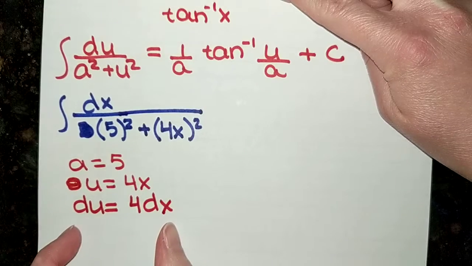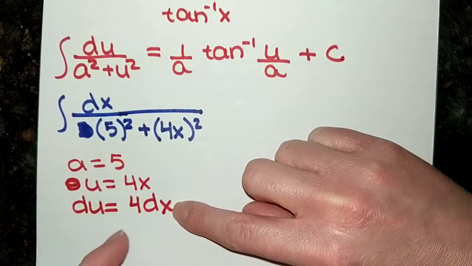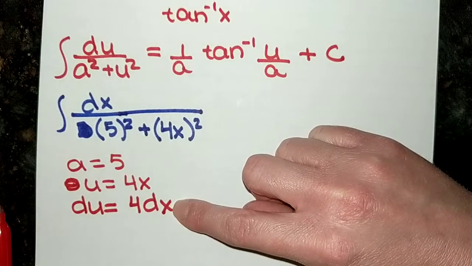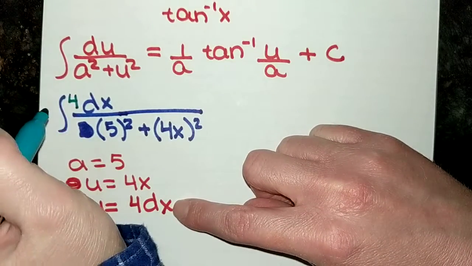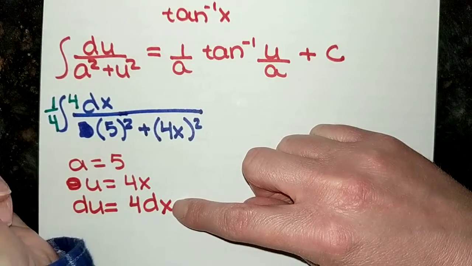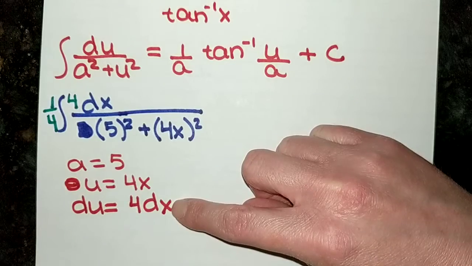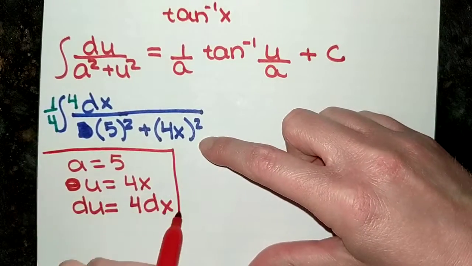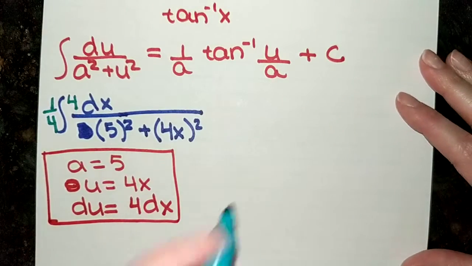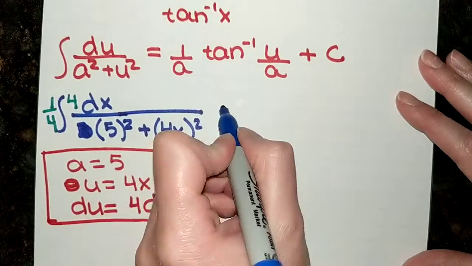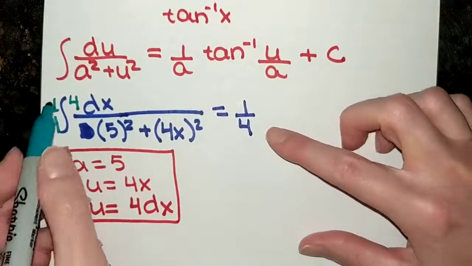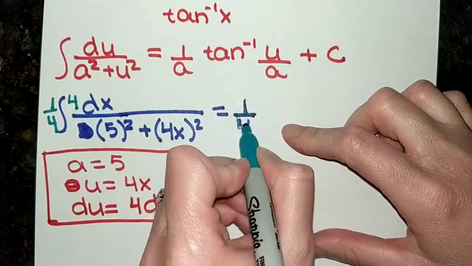And that's where you hit a little snag here because it's not just dx, it's 4 dx. So we have to multiply in by a 4, and then when we multiply in by a 4, we'll have to divide by a 4, okay, on the outside of the integral. So we're still going to use a and u, but there will be this multiplying in by the 1 over 4. So this will become 1 over 4.